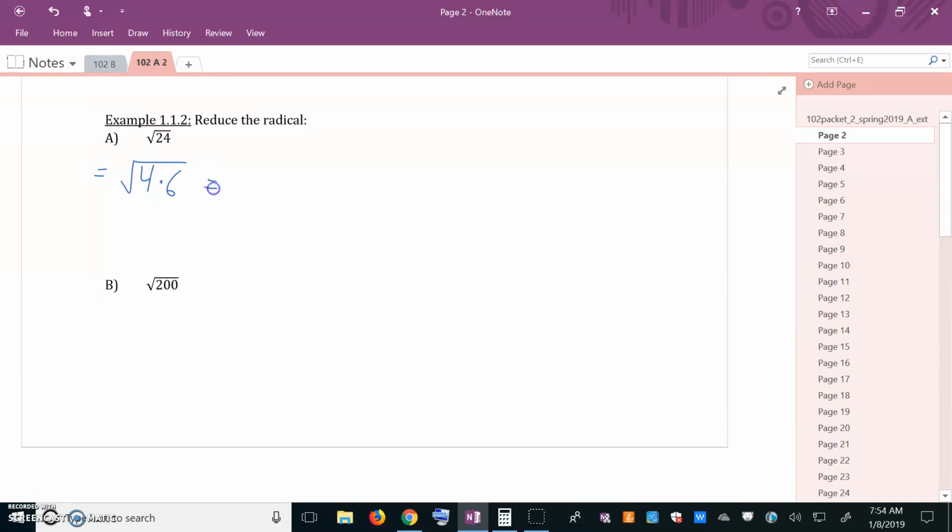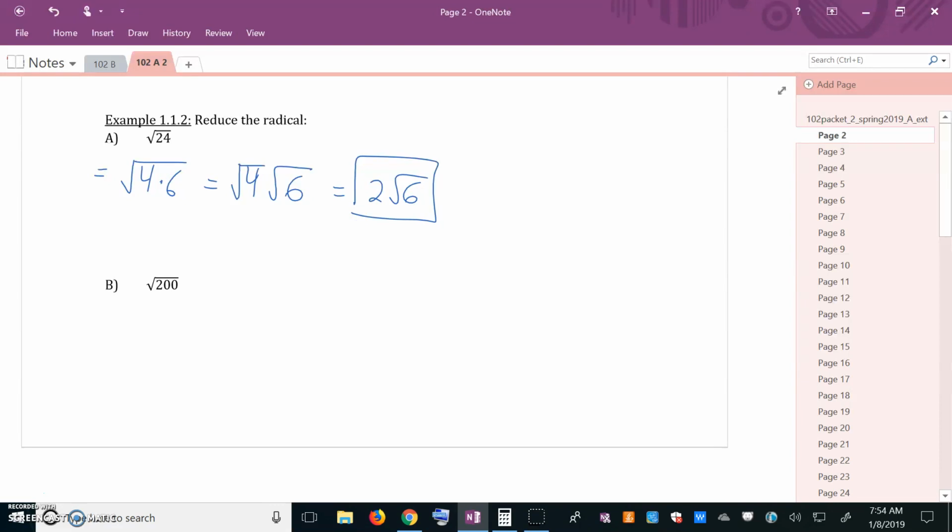Now, if we have multiplication like that, we can rewrite that as root 4 times root 6. And then what is the square root of 4? It's 2. Now, there's no perfect squares that multiply up to 6. 2 and 3 go into 6, but those aren't perfect squares. So 6 can't be simplified, so that is our fully simplified radical.